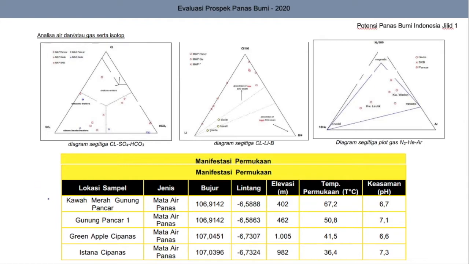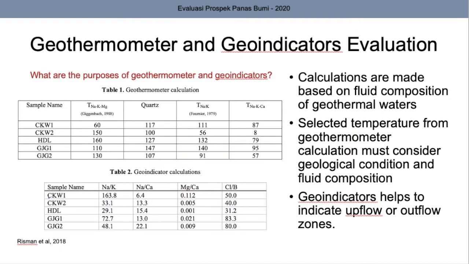From geochemical analysis, we can also determine the geothermometer and the geoindicators evaluation. The purpose of geothermometer and geoindicators is actually to help you determine the outflow, the condition, and the lithology of the geothermal systems. Here, we have to make a decision on where the temperature actually lies based on the findings of the thermal manifestations, the temperature, and other geological factors.